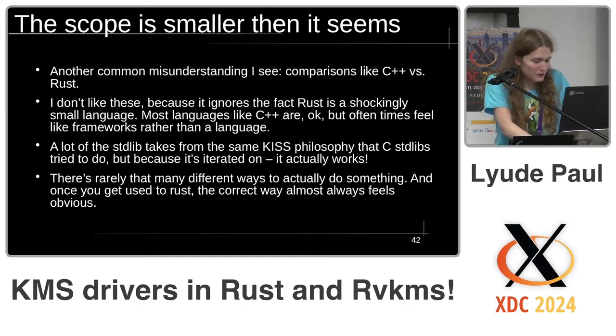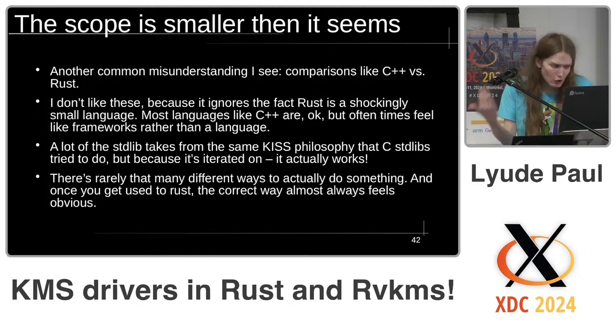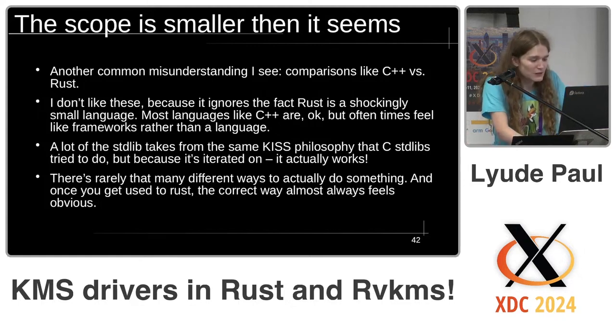I think something that's nice to mention is the scope's a lot smaller than it seems. I see a lot of people make comparisons, C++ versus Rust, but I don't really like these because Rust is kind of a shockingly small language. It definitely is complicated to wrap your head around at first, but you can certainly tell the scope is pretty limited. Whereas a lot of languages like C++, they're okay, but a lot of times they feel more like a framework than a language.